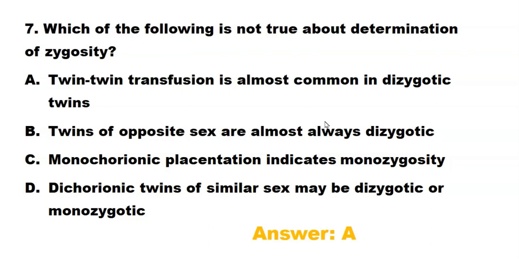Question number 7. Which one of the following is not true about determination of zygosity? A. Twin transfusion is almost common in dizygotic twins. B. Twins of opposite sex are almost always dizygotic. C. Monochorionic placentation indicates monozygosity. D. Dichorionic twins of similar sex may be dizygotic or monozygotic. Think over it for 5 seconds.